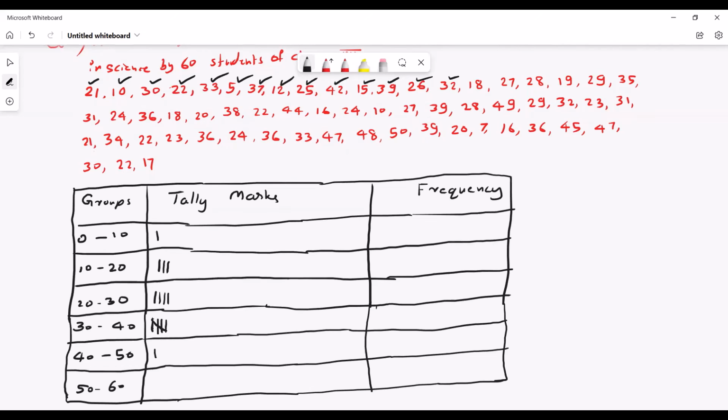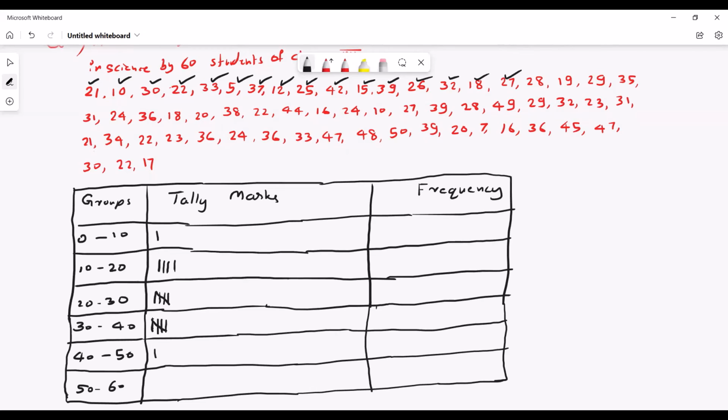Now next one is 18. So 18 is coming in between 10 to 20, so it will come here. Now next one is 27. That will come here. So here already 4 is there, so it will come as a cross mark.